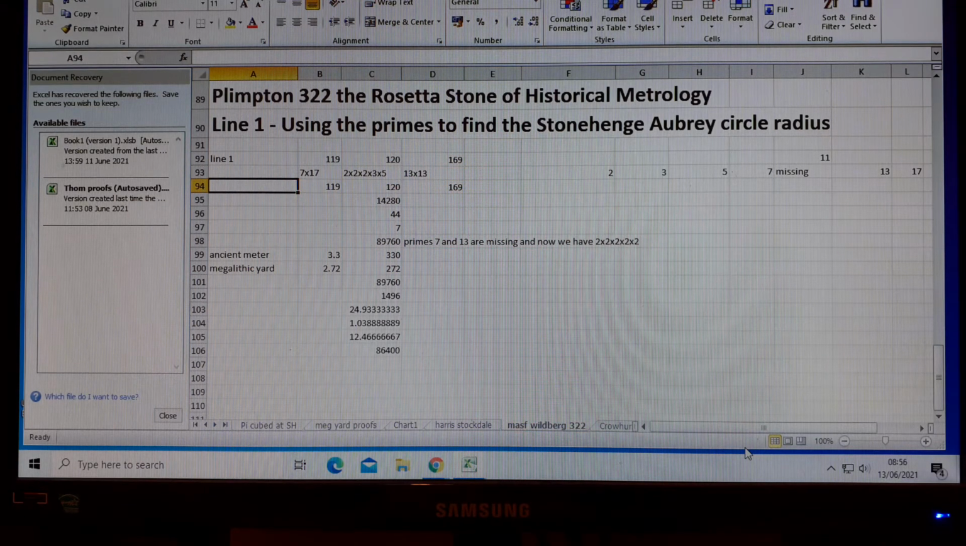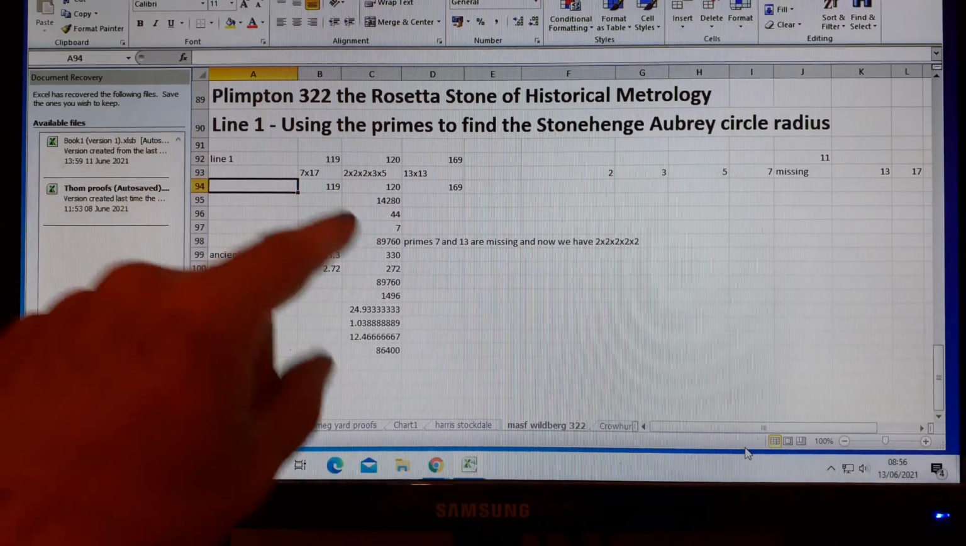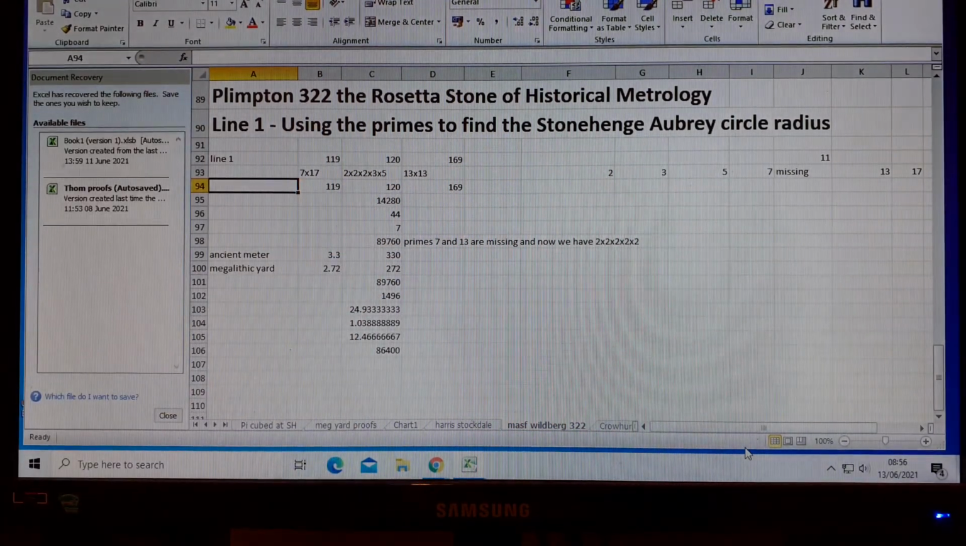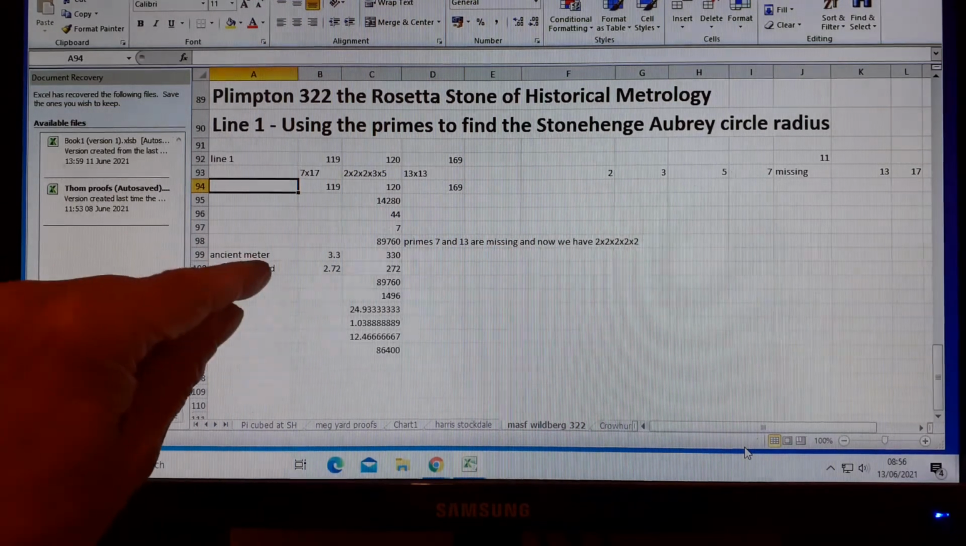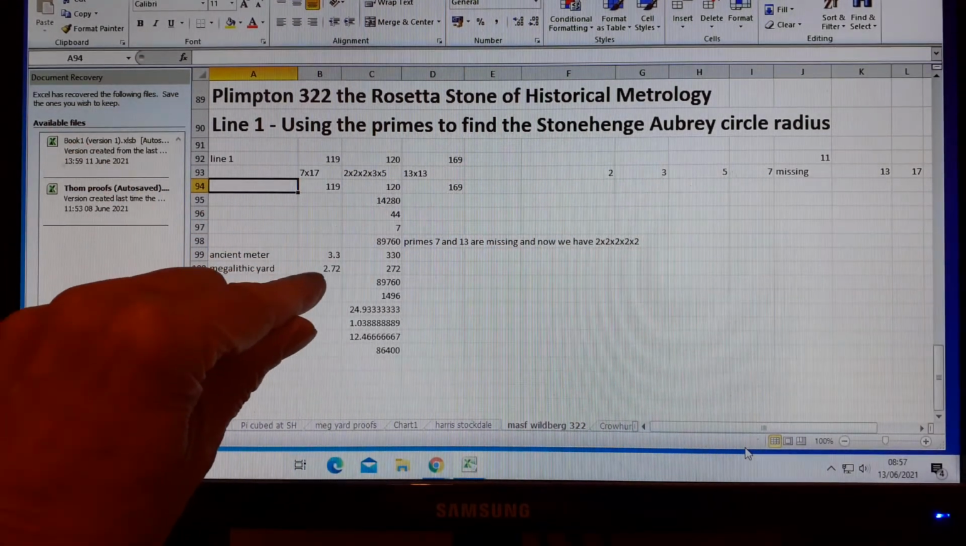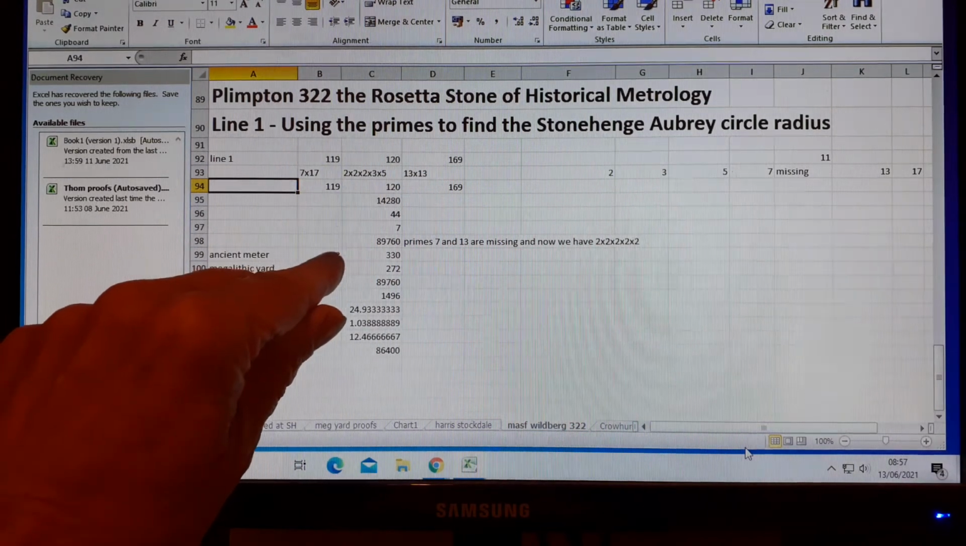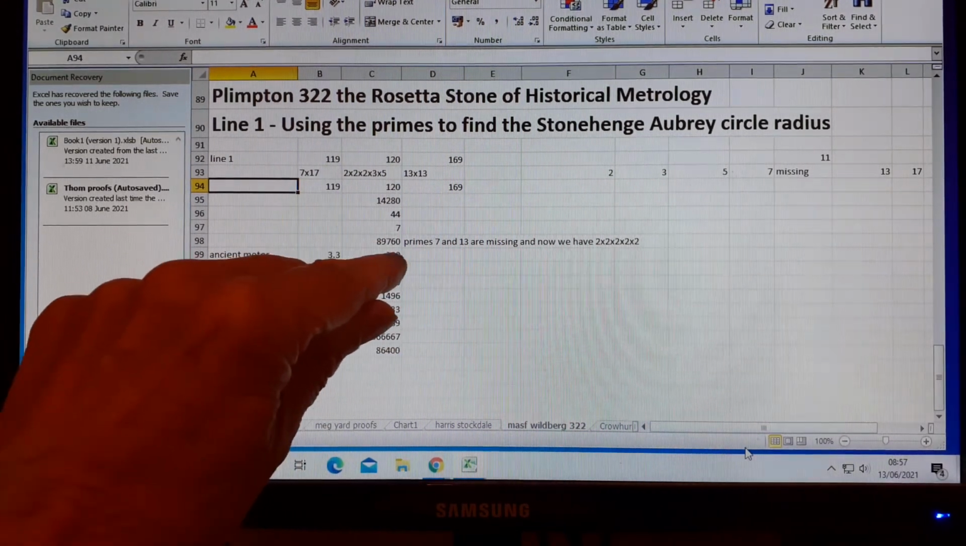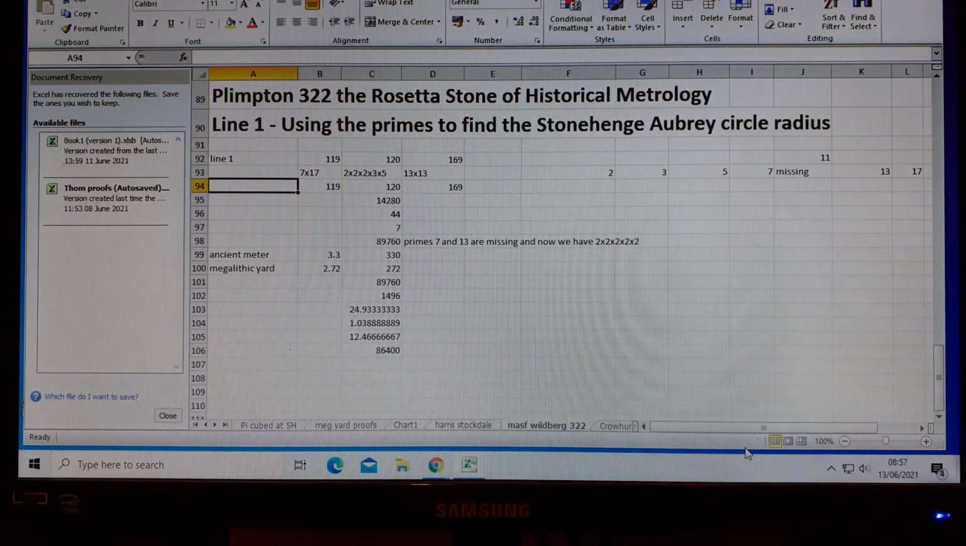And now we can look at what is happening to this 89760, because it's the ancient metre, 3.3 feet, multiplied by the megalithic yard, 2.72, but then they're multiplied by 100 each of them, because a foot represents 100 units in this system, and we get 89760 when we multiply those two out.